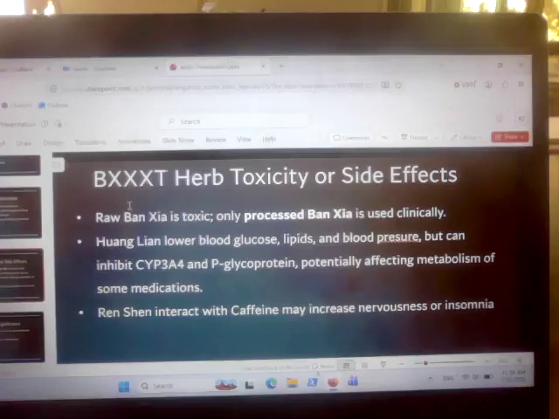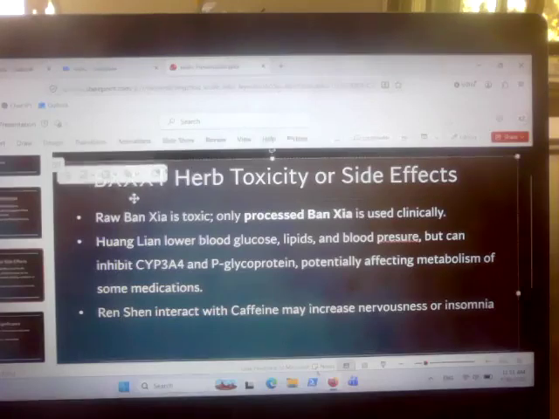Huanglian in the Xia Xie Xin Tang can lower the blood glucose and blood pressure, but it can also inhibit CYP3A4 and also inhibit P-glycoprotein, potentially affecting metabolism of some medications. Ginseng interacts with caffeine and may increase nervousness or insomnia.